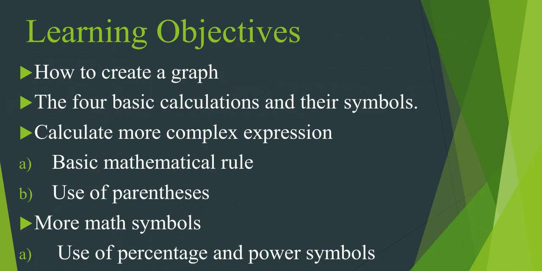Now, when you do calculations, you start them from left to right. Now you will learn the 4 basic calculations and their symbols: plus for addition, minus for subtraction, asterisk and slash. Besides that, you will learn about caret and percentage sign as well. Let me show you. Here it is. This is asterisk sign used for multiplication.